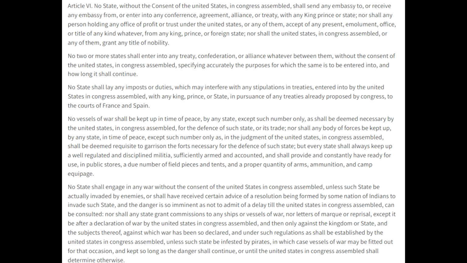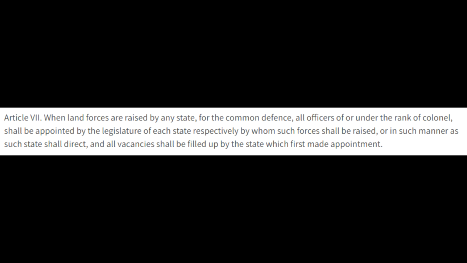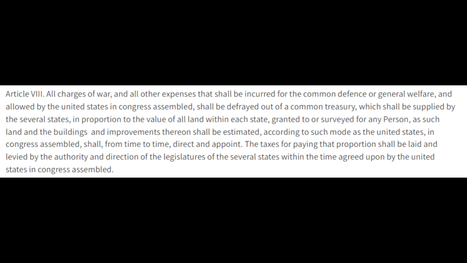Article 6. Only the central government can declare war or do any foreign policies. No states can interfere or undermine the central government's foreign policies. Also, each state cannot maintain a standing army or navy unless pirates are attacking them, but each state is required to keep a militia. Article 7. State legislators assign military ranks of colonel and below. Article 8. The United States of America's expenses will be paid with funds raised by the state legislators and will be portioned by the property value of the states.